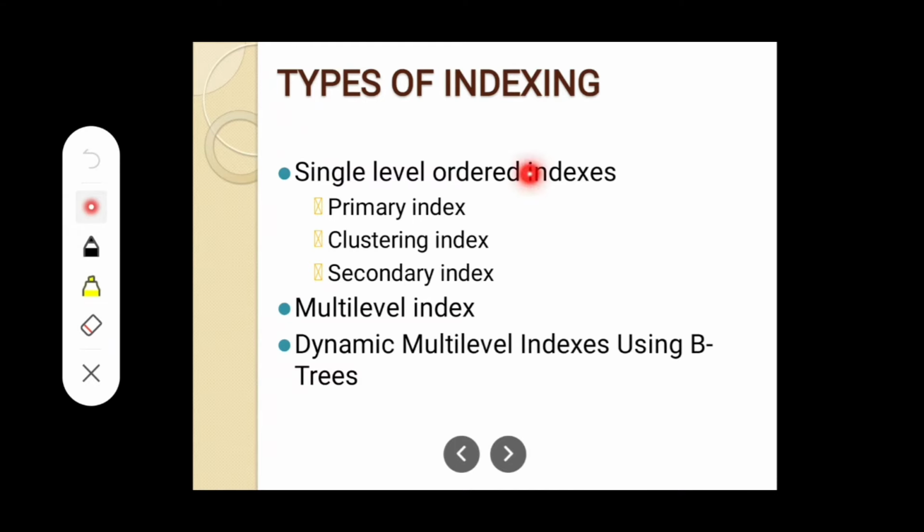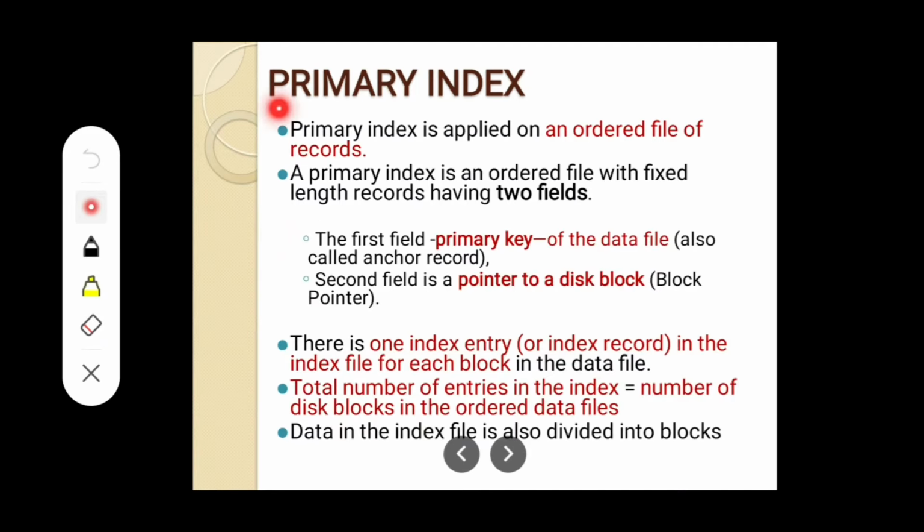Clear? So today we are going to see about the single level ordered indexes, which are the primary index, clustering index and secondary index. So first we can start with the primary index. So what is a primary index? The primary index is applied on an ordered file of records.